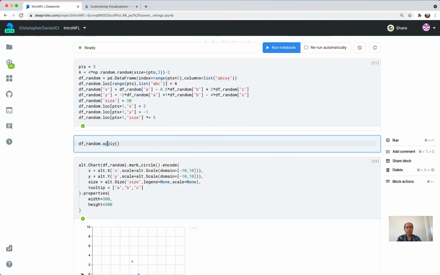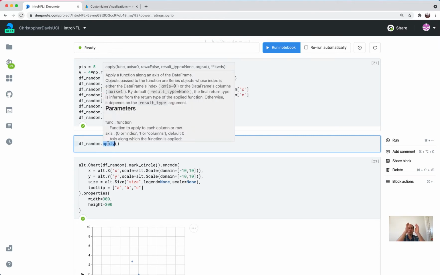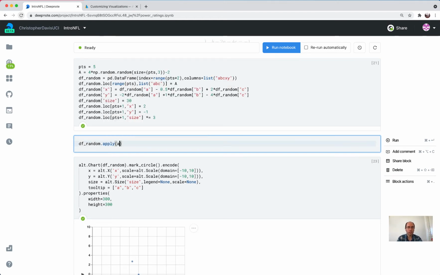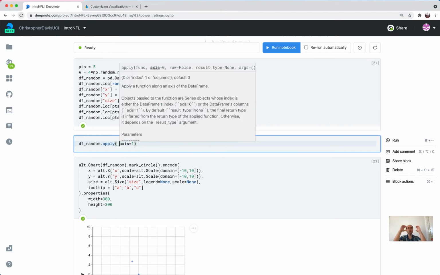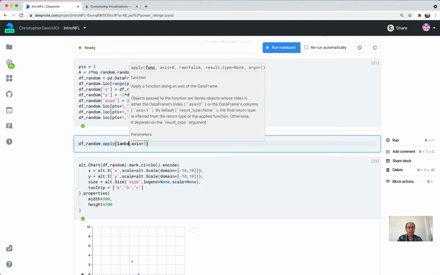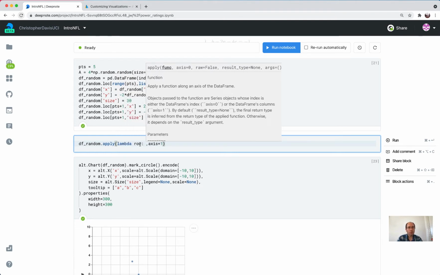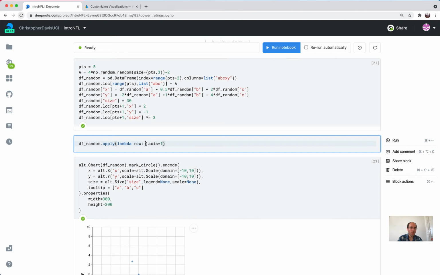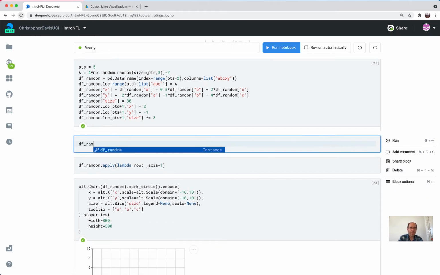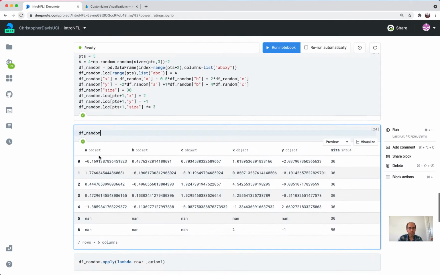Okay, a lot of times when I apply something, I use map, but that's when you're applying it to a series. If you're applying it to a whole two-dimensional pandas data frame, then apply or apply map are what you want to use. And I'm going to specify axis equals 1 that says I want to apply this to the rows. And then what's my function going to be? Well, the input is going to be a row. Okay, I could call this anything I want. I could also call it x, but if I call it a row, I think that makes it easier to visualize. And let's look at what df_random looks like.